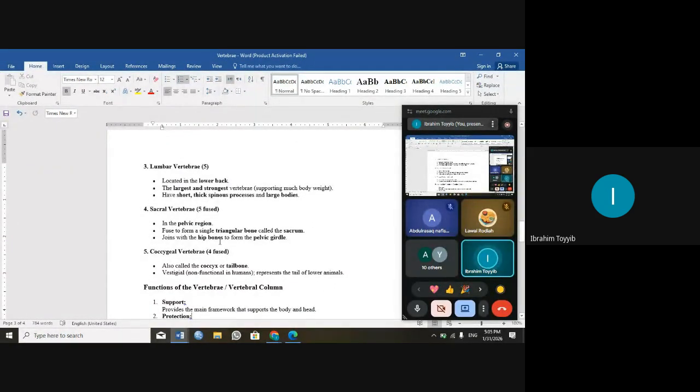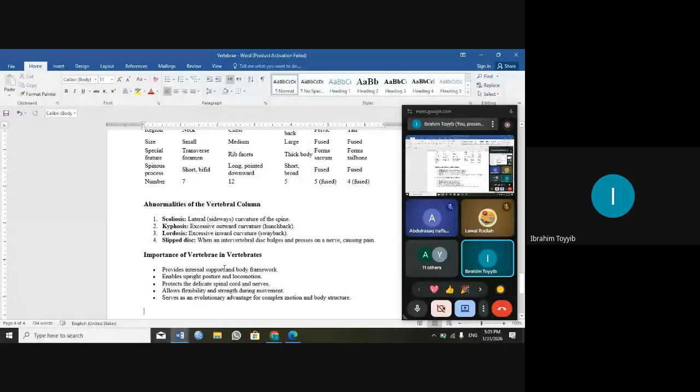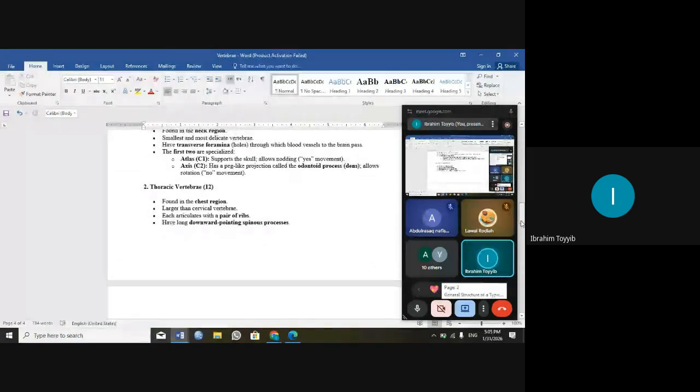So the sacral one, you should know that is the pelvic region. It joins with the hip bones to form pelvic girdle. So the sacral vertebrae join with what? The hip bones to form pelvic girdle. So now you can stop here for the supporting tissue and system in animals.